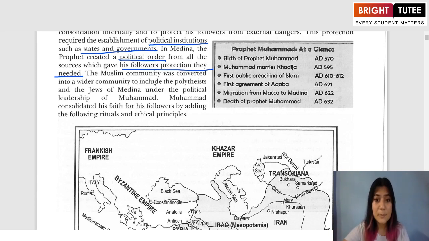Okay, the Muslim community was converted into a wider community, and it included those who did not believe in just one God. It included other religious followers like the Jews. So as the people were brought together in the political order created by Prophet Muhammad, there were others as well who were not necessarily followers of Islam, or who did not believe that God was one. So there were Jews also present within that community.